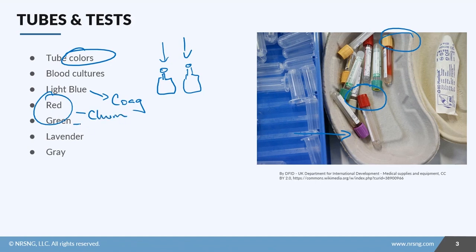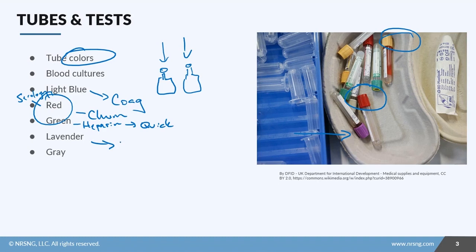The difference is that the green top tube has a version of heparin in it, and that keeps the blood from clotting. So these are going to be for your quick results. Your red top tubes are going to be more for things like serologies or more complex chemistries, but both of these are used for chemistries.